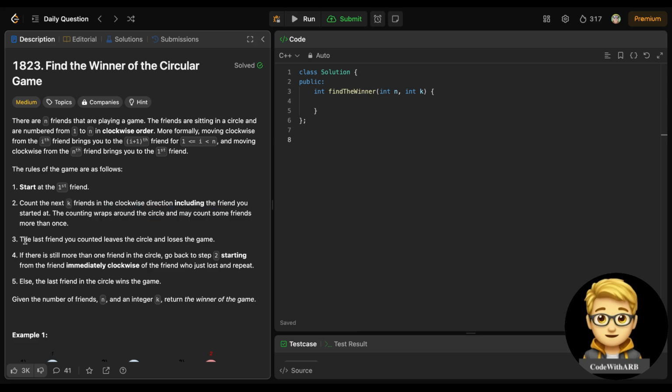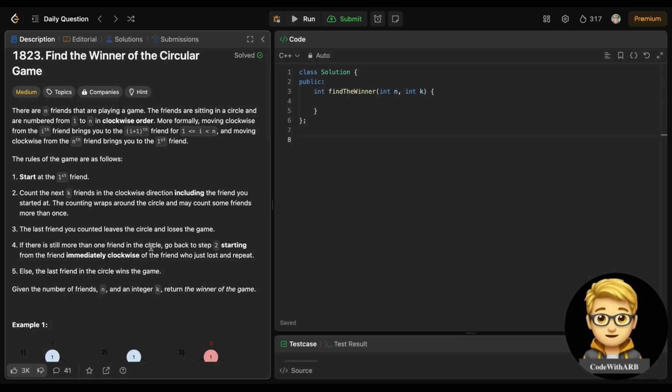So the last friend you counted leaves the circle and loses the game. At the kth position, the friend who is counted leaves the circle and loses the game, right? And if there is still more than one friend in the circle, go back to step 2 again. We will start from the same friend and start counting k friends after that. And again the same thing will happen: the friend counted at the kth position will leave the game, and we repeat. The last friend left in the circle wins the game, right?